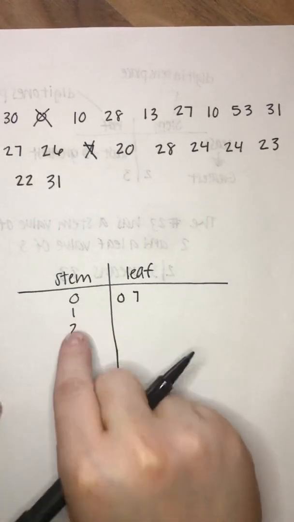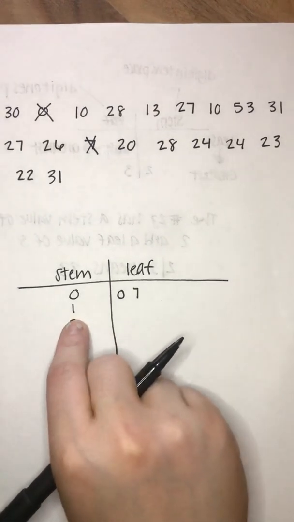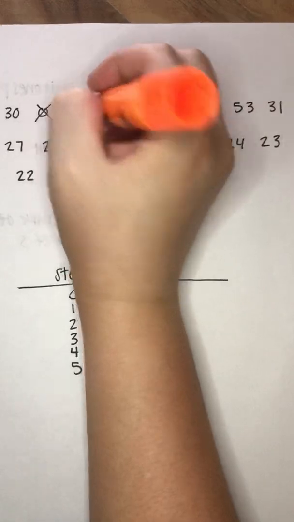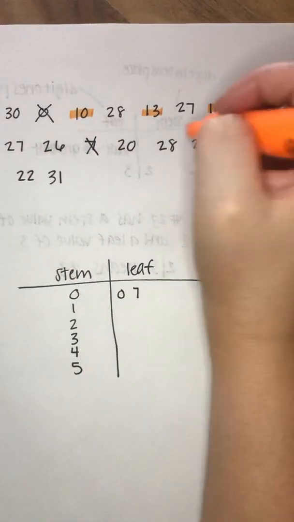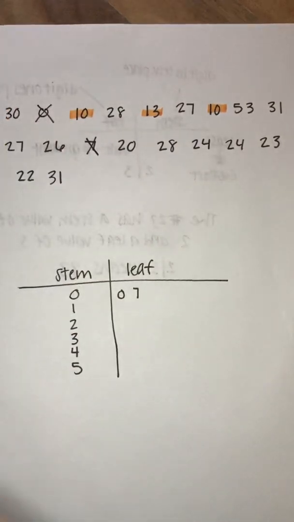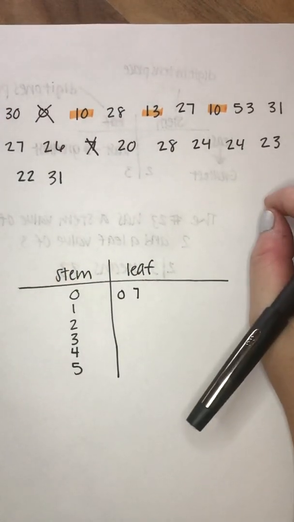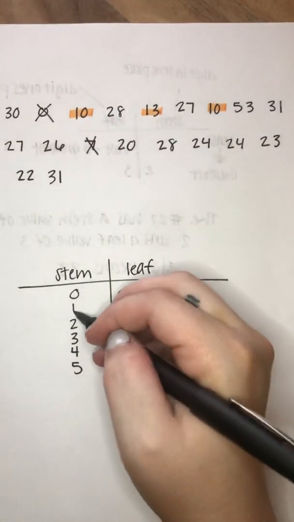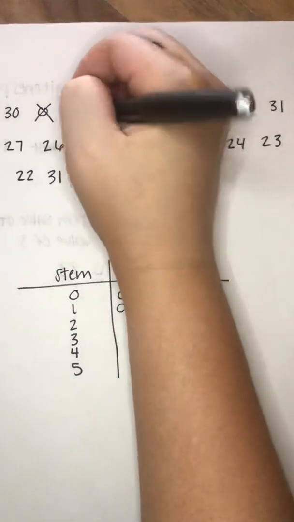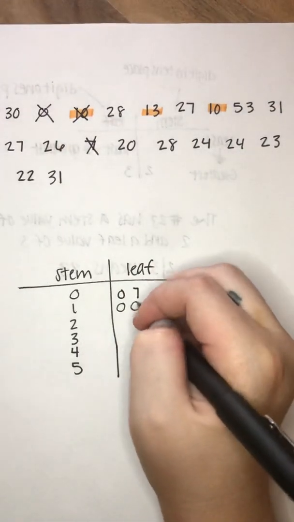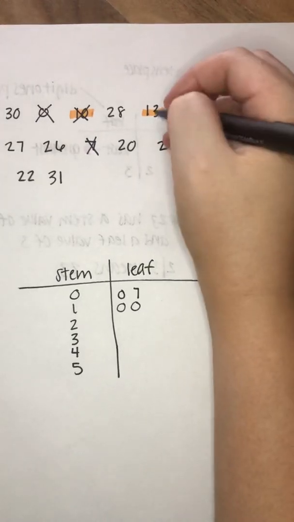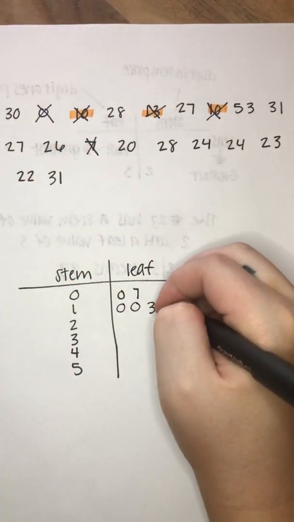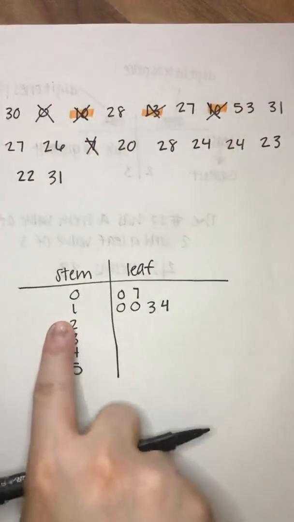Now I'm going to move on to where I have a 1 in the tens place. I'm going to highlight all the ones that have a 1 in the tens place in orange. So there I have 10, 13, 10, and 14. I'm going to put them in order from least to greatest. I start off with a 10, so I write a 0. I have another 10, so I write another 0. Then I have 13, so I write a 3. And then 14, so I write a 4. And I'm done with my 10s.